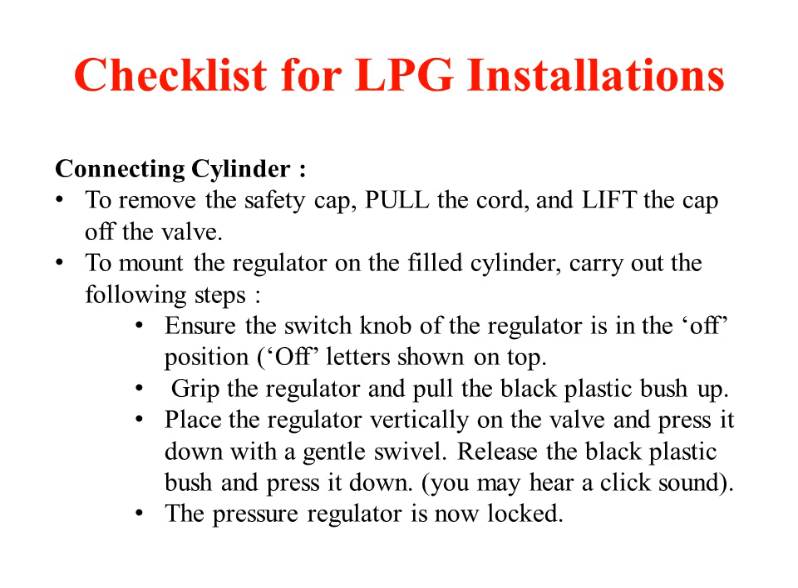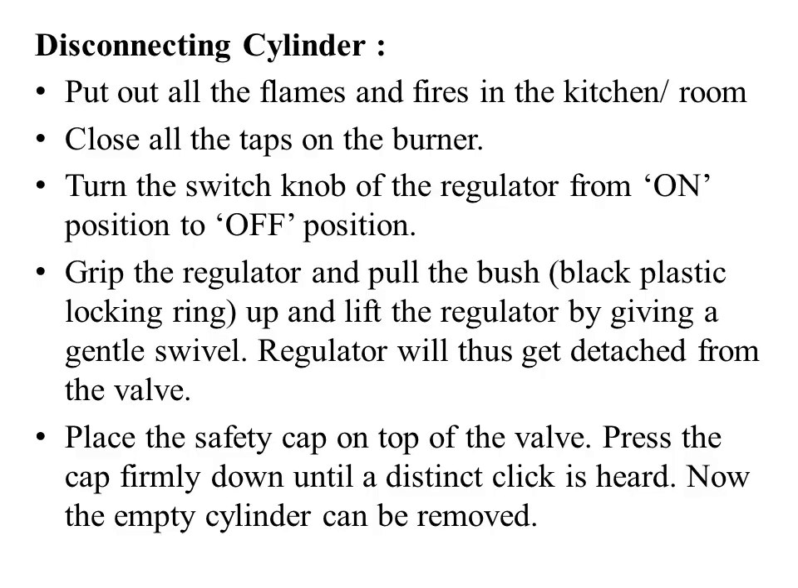First of all, we make sure that the knob of the regulator is turned off. Then we have to grip the regulator and pull back the plastic bush that has been provided. Next, we place the regulator vertically on the valve and press it down with a gentle swivel. Then we release the black plastic cap so that it stays in the seat. And now the pressure regulator is locked.